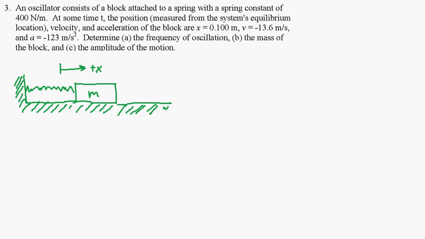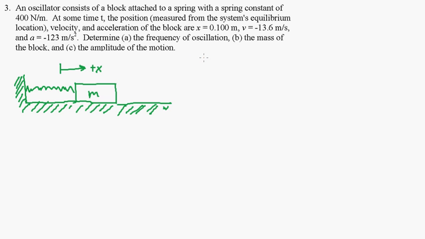So these conditions are at some time t: the position is x equals positive 1.00 meters, v is negative 13.6 meters per second, and a is negative 123 meters per second squared. Okay, so that means it's displaced in the positive x direction, but it is moving in the negative x direction, and it is accelerating in the negative x direction as well.